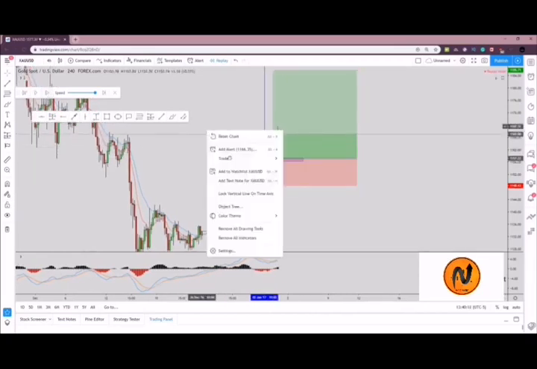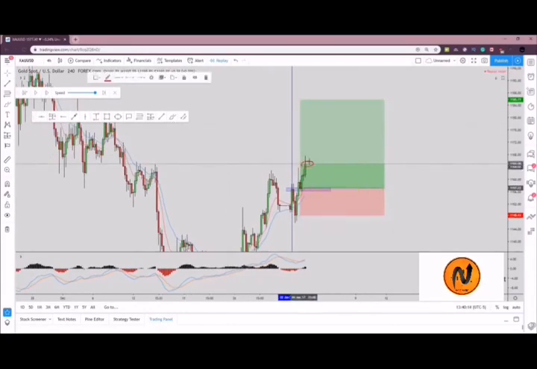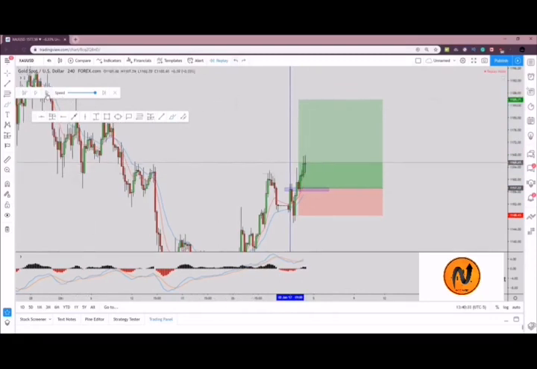Okay, so here now we go break even. This is the exact moment in which we go break even. We can see if we will be stopped out or if it will be a break even in this case, or if it will be a win.